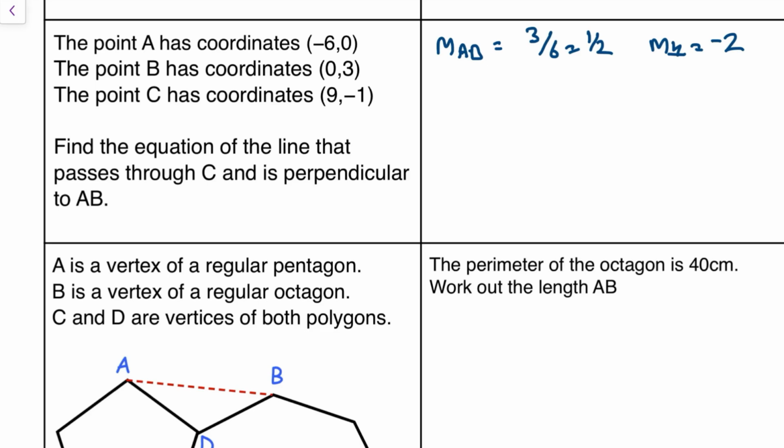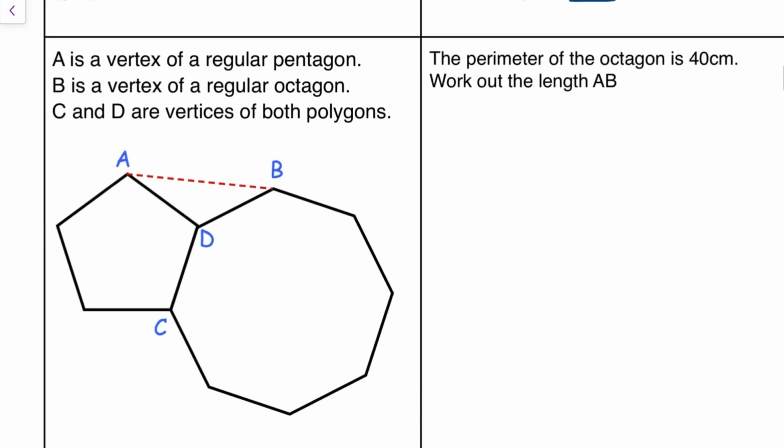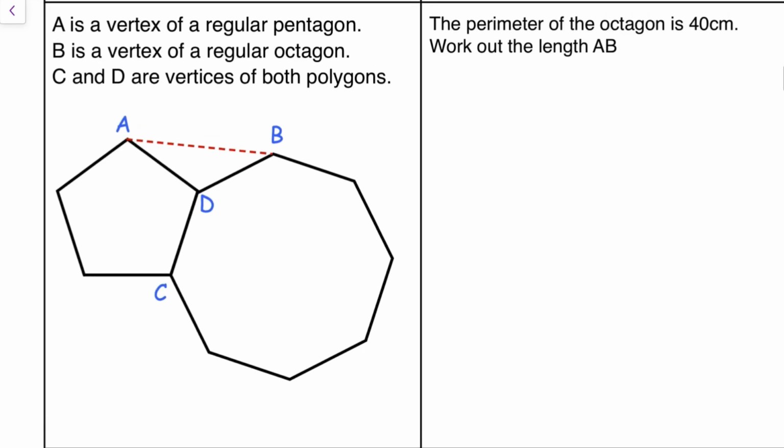So far, so good. Next thing, I need to work out the midpoint of AB, because it's going through, actually no, sorry, it's not going through the midpoint, it's going through C. So now, actually this is not too bad, is it? So now I've got an equation, y equals minus 2x plus c, and I want it to go through 9, minus 1. So in other words, minus 1, 2 times 9 is 18, equals minus 18 plus c, which means that c, add 18 to both sides, is 17, and therefore y equals minus 2x plus 17. Question done.